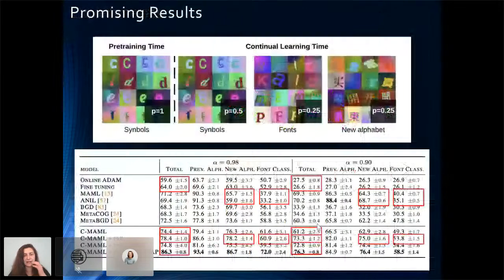Bottom line is that indeed with this more generic framework and the continual MAML, we were getting better results and state of the art on various benchmarks, and details, of course, are in the paper.